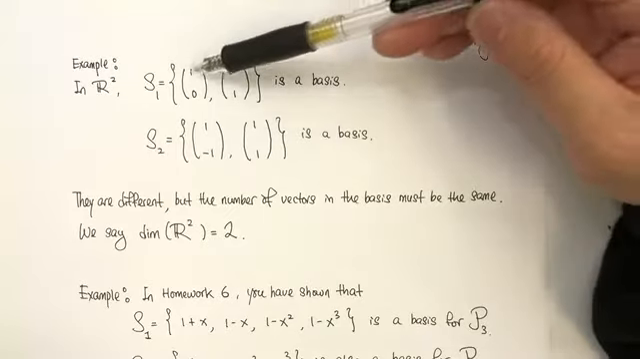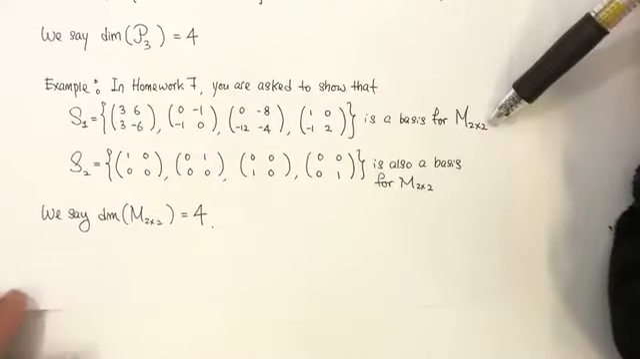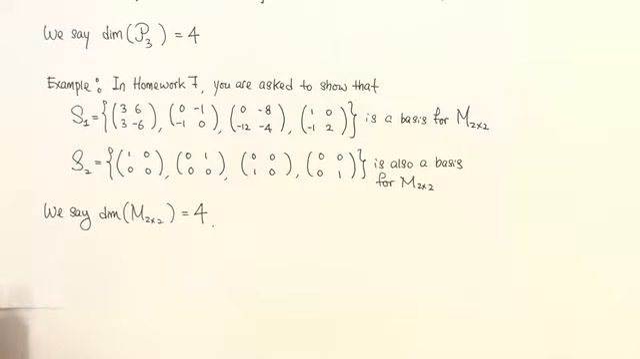So in R2, you have, for example, these 2 different bases. In P3, you have these 2 different bases. In M2 by 2, you have these 2 different bases. However, even though the bases need not be unique, the number of vectors in the basis is always the same. Let me say that again. The basis need not be unique, but the number of elements in the basis is always the same.